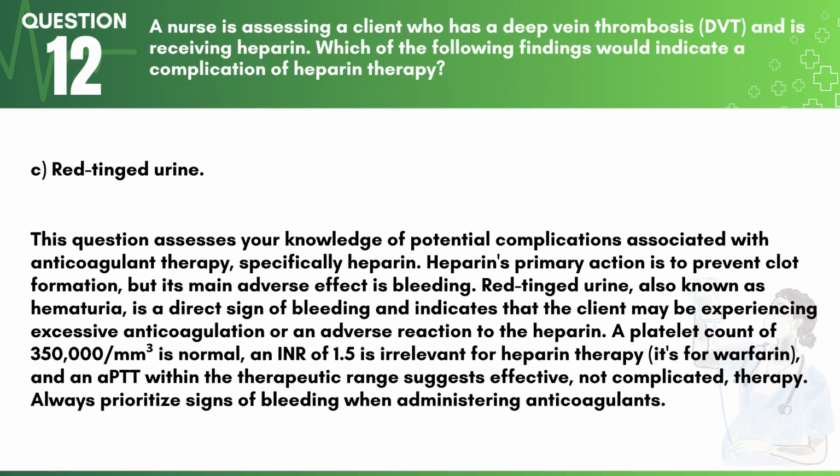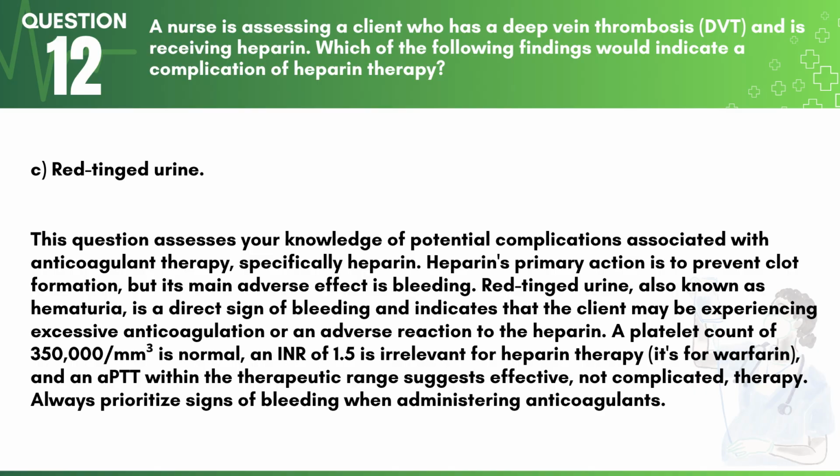Answer, C. Red-tinged urine. This question assesses your knowledge of potential complications associated with anticoagulant therapy, specifically heparin. Heparin's primary action is to prevent clot formation, but its main adverse effect is bleeding. Red-tinged urine, also known as hematuria, is a direct sign of bleeding and indicates that the client may be experiencing excessive anticoagulation or an adverse reaction to the heparin.